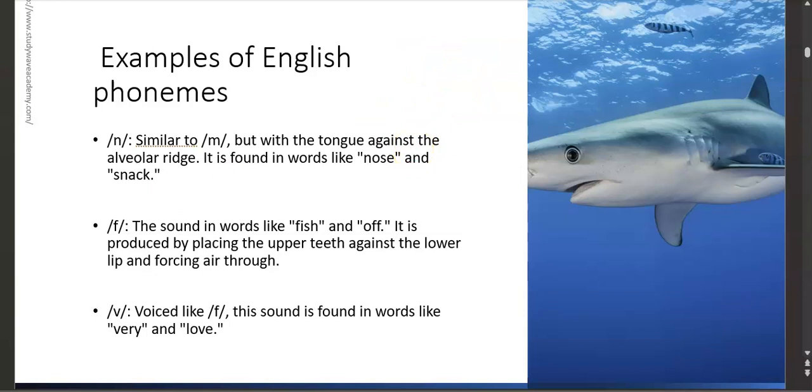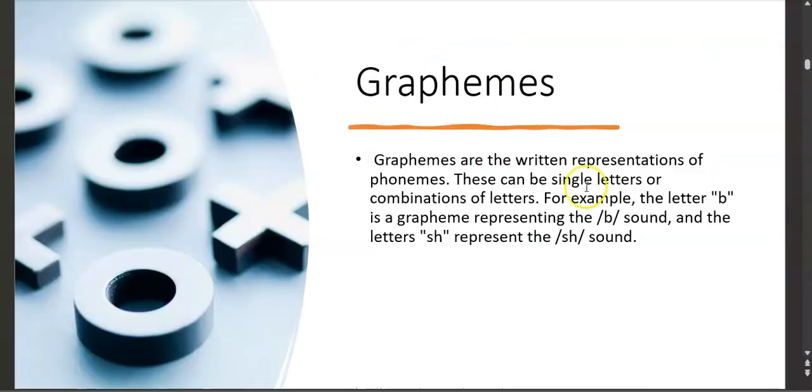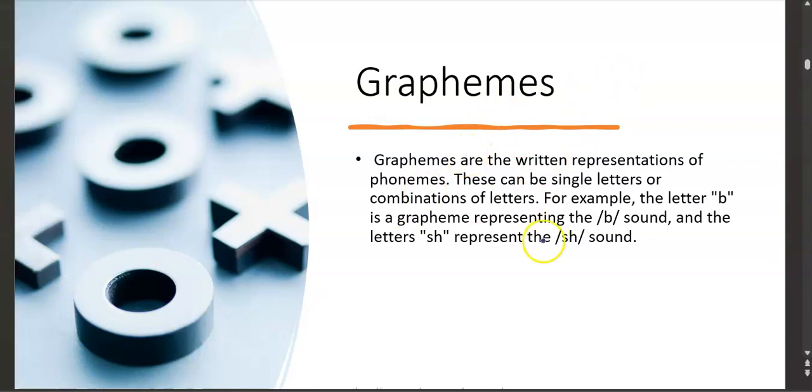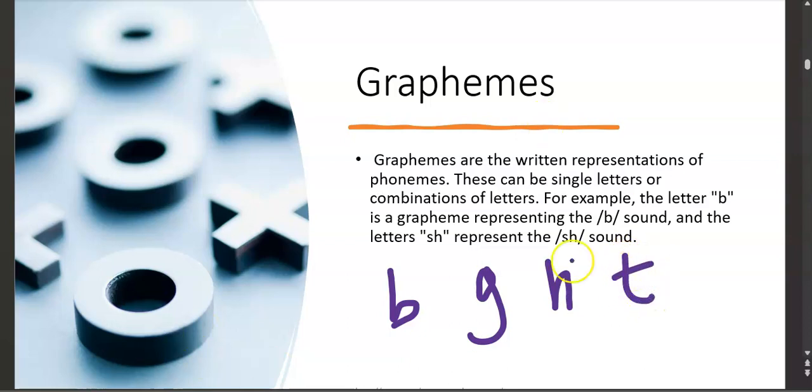Right now we're talking about graphemes, okay? And I'm telling you, graphemes are just the written representation. Graphemes are just written. For example, here, the letter B is a grapheme, so it is representing the sound B. Get the difference. When I'm writing graphemes, it's just a letter B, okay? When I'm writing G, when I'm writing H, when I'm writing maybe T, all these are graphemes.